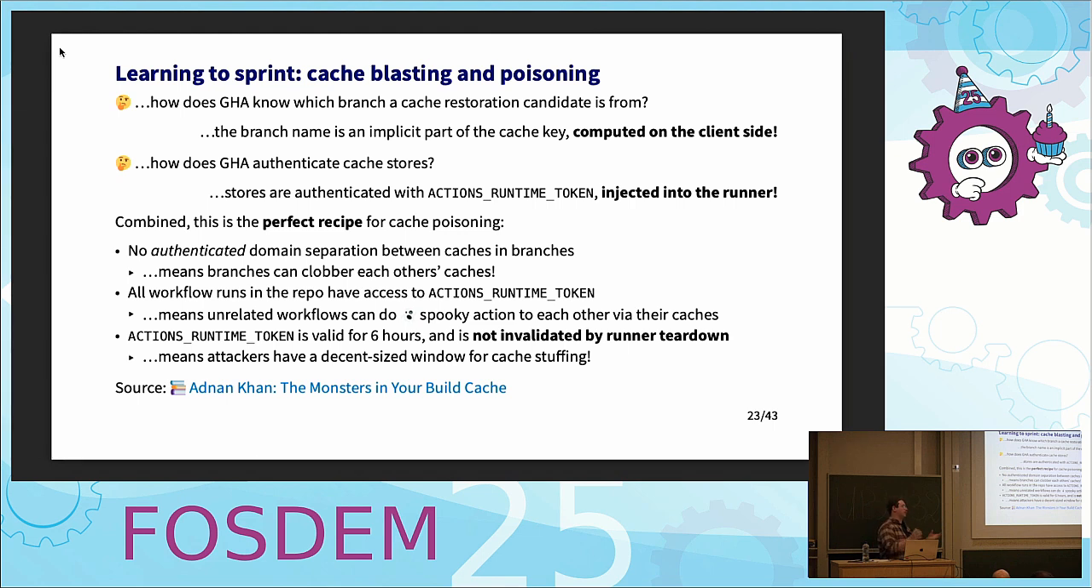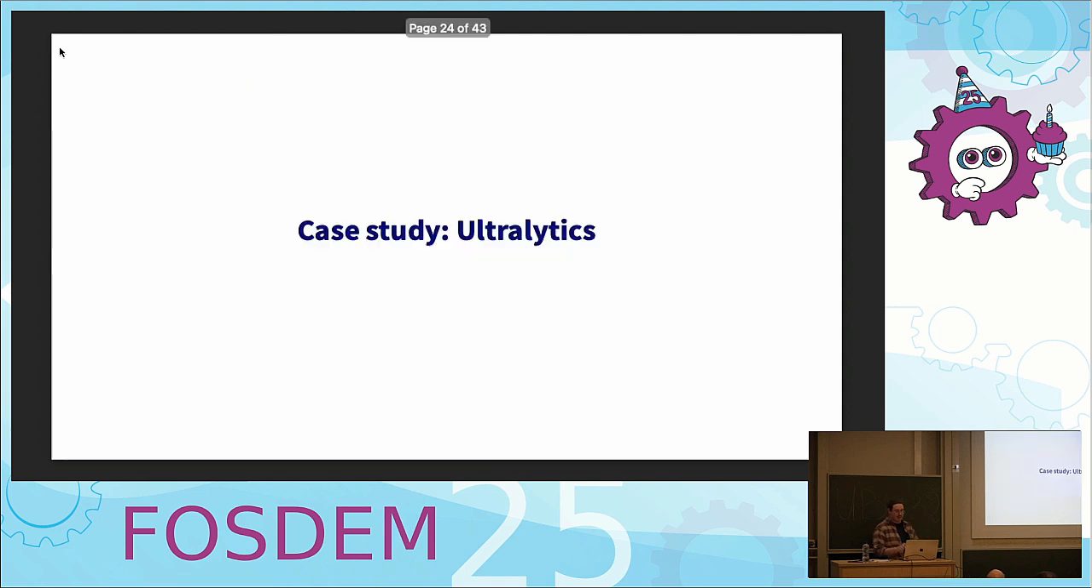There's no authenticated domain separation, in other words, between branches, which is hard to do because you would then need a way to do delegated authority between branches, meaning the branches can collaborate with each other's caches. And all workflows in the repo that run with the repo's permissions have that Actions runtime token, which means that even a very, very weak workflow, one that has empty permissions, still has that cache token. And it's valid for 6 hours, which means it's not invalidated by run teardown, which means you have 6 hours to effect your cache poisoning attack.